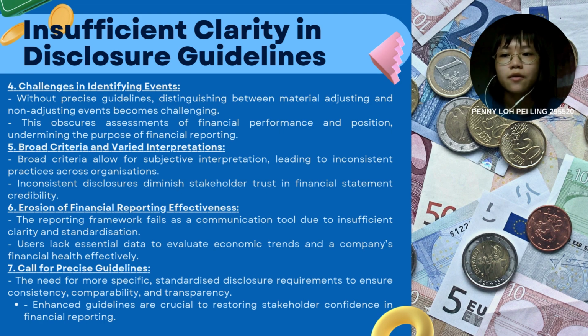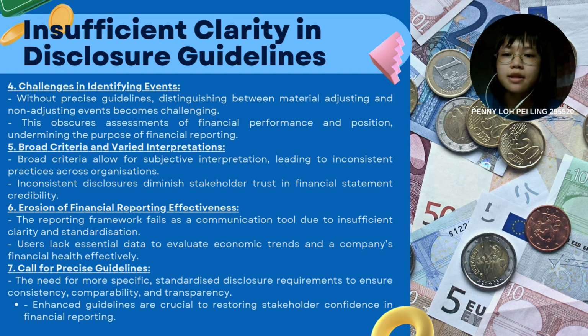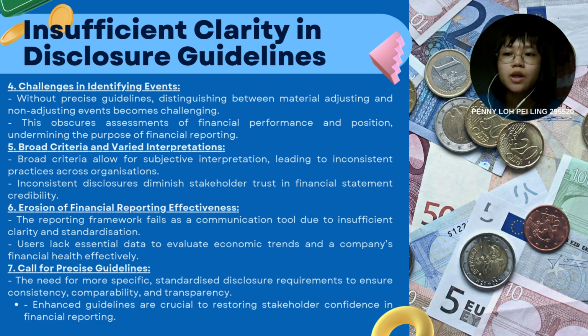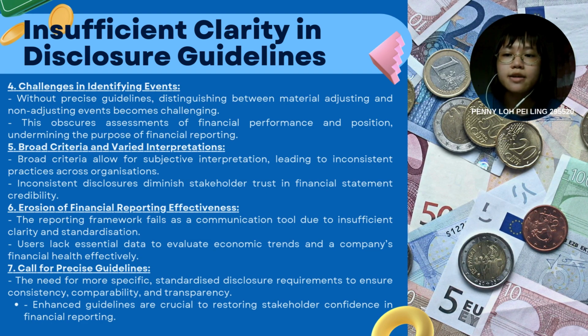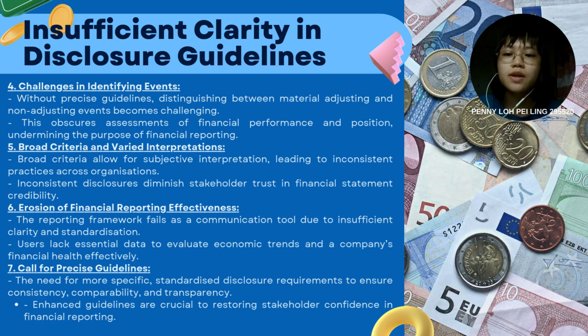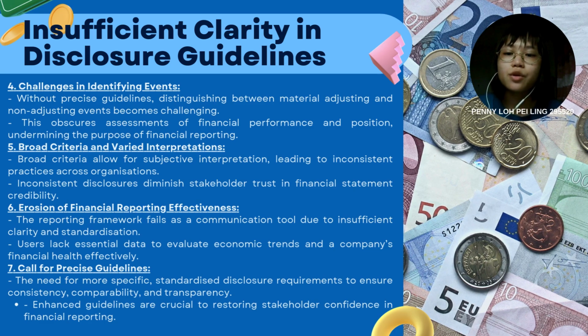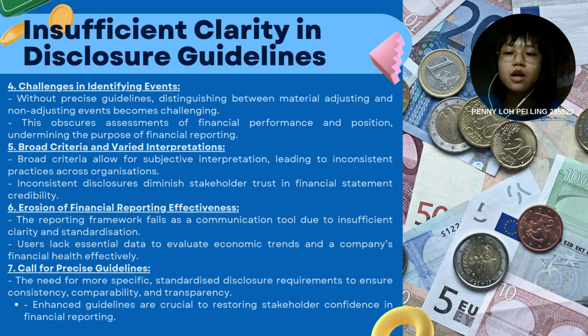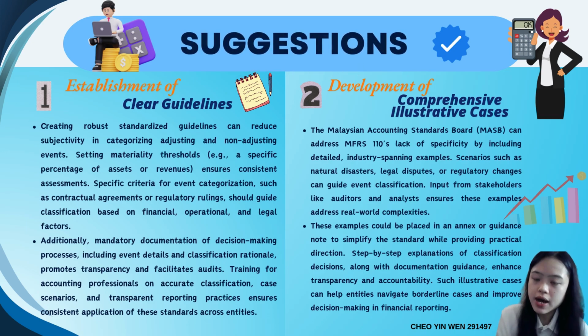Erosion of financial reporting effectiveness. The reporting framework fails as a communication tool due to insufficient clarity and standardization. Call for precise guidelines. The need for more specific, standardized disclosure requirements to ensure consistency, comparability, and transparency. After that, I will proceed to the suggestions to overcome the limitations of MFRS 110 for events after the reporting period.